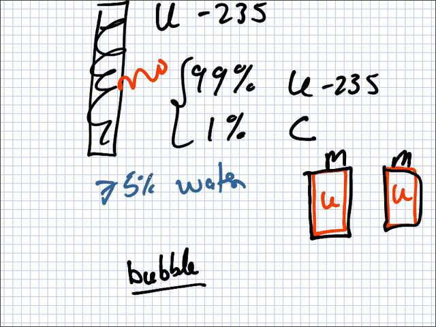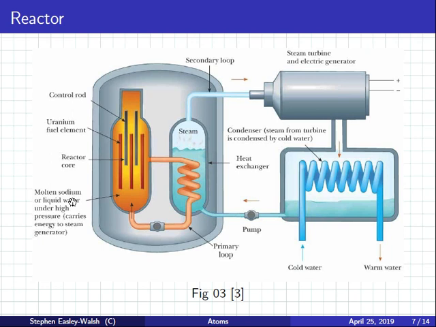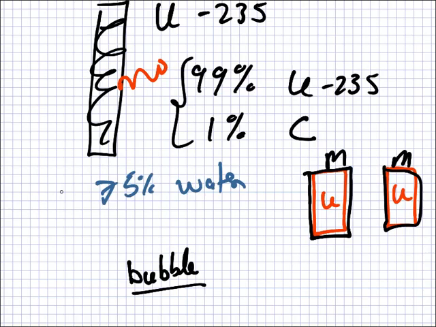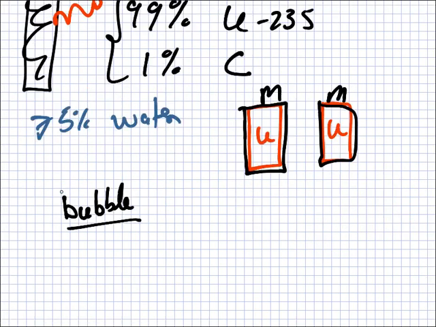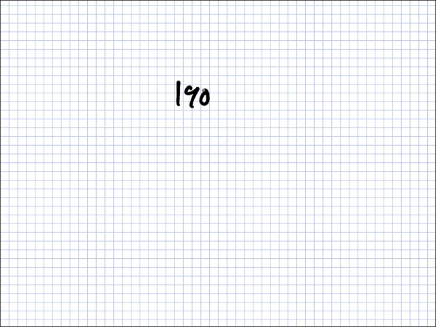So, most nuclear power plants are old. So maybe 75% use water because 75% of them are old. Maybe, I don't know. I hope maybe the newer ones use maybe sodium. I feel like most of them were built in the 1980s, 1990s. Is sodium a moderator? Maybe it is.